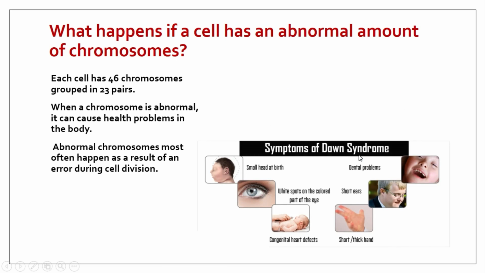A person having Down syndrome has these symptoms: small hair at birth, white spots in the colored part of the eye, congenital heart defects, and short, thick hands. They would have short ears and dental problems.